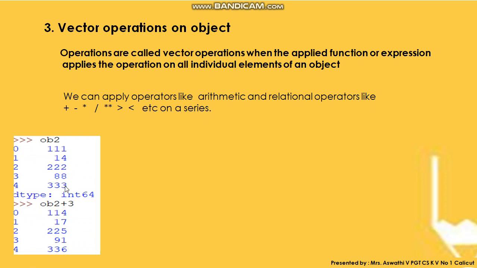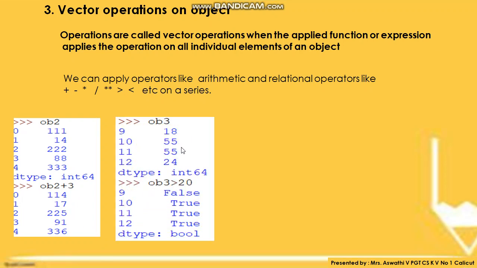OB2, let this be OB2. OB2 plus 3. See the data? That's all data has been added by 3. Isn't it? Let's look at the next example. OB3 greater than 20. The relational operator is used. Now, wherever it is greater than 20, it has given true. Wherever it is not greater than 20, it is giving false.